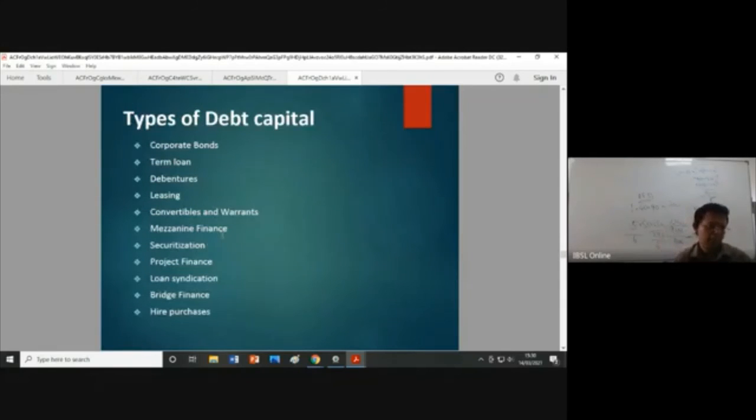These are the debt capital available for you. Only the literal meaning; we have done everything in this case. Corporate bonds, term loans, debentures, leasing, convertible. What do you mean by warrants? Warrants, we call it a sweetener. Warrants are the sweetener to encourage you to purchase shares.